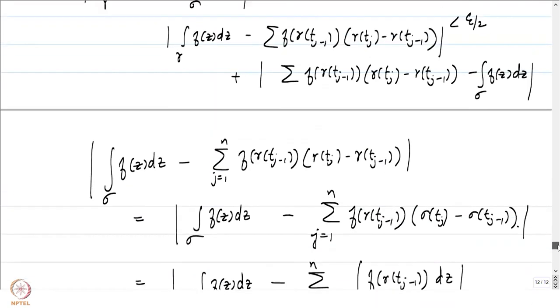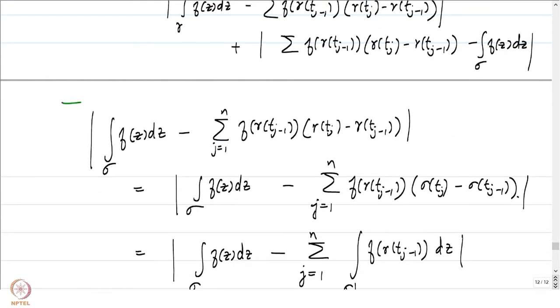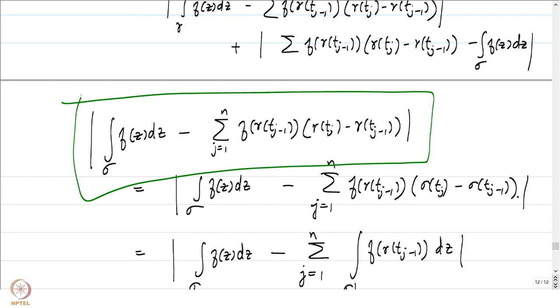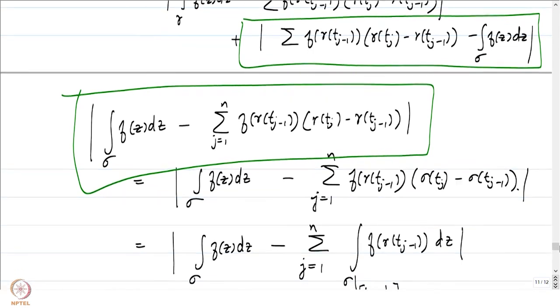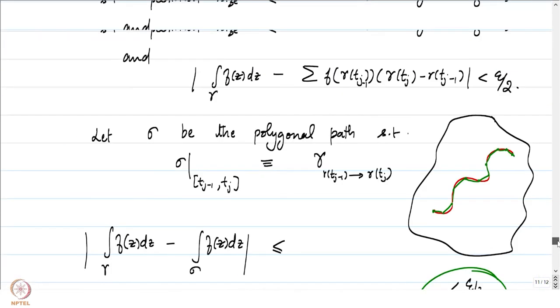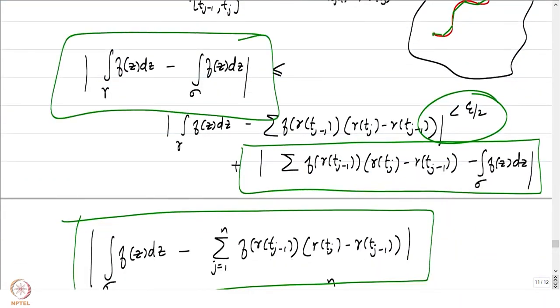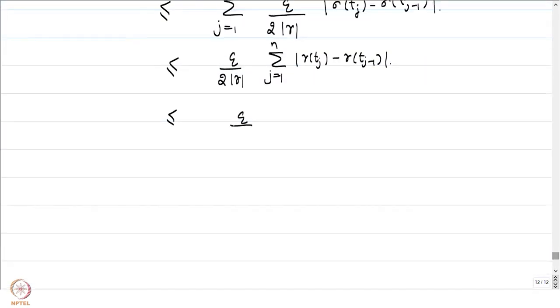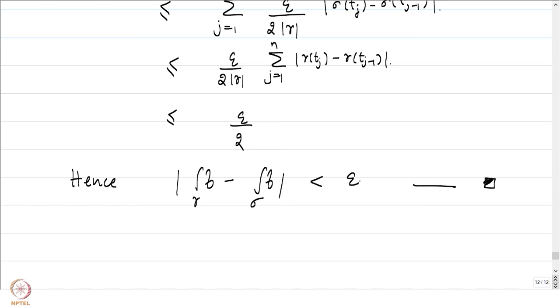So, what have we estimated? We have estimated this particular thing in the box to be bounded by epsilon by 2, which is precisely this object in the box. The first one has already been estimated by epsilon by 2 here. So, what we have essentially proved is that the integral of f over gamma minus integral of f over sigma is less than epsilon by 2 plus epsilon by 2, which is less than epsilon. Let me write that down. Hence, the integral of f over gamma minus the integral of f over sigma is less than epsilon, and we are done.